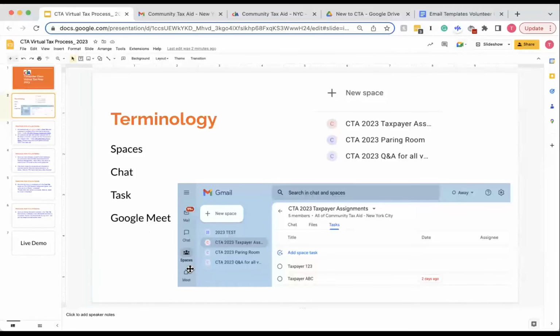Someone will be able to share their screen with you. You'll see people's video. You can mute, you can turn off video, things like that. So that's how the video calls will go.